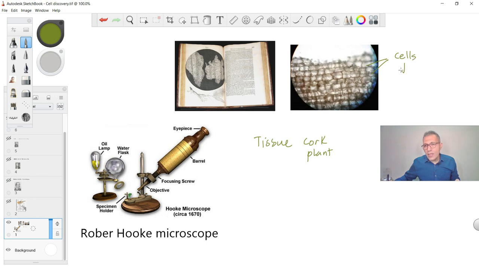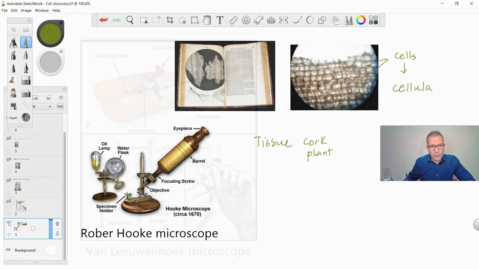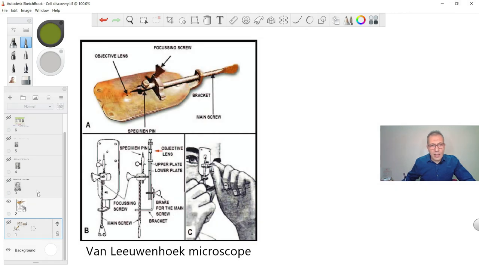This word is related to a Latin word, cellula, which means tiny chambers. Let's move to the next one. The second scientist, who was Dutch by the way, was called Van Leeuwenhoek. Look at this, it is very small, the size of 2 fingers beside each other, and it consists of just one objective lens, and the sample will be put here.